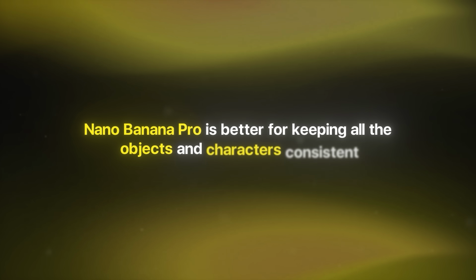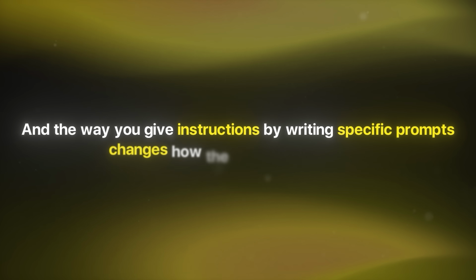This is why, based on the results, I'd say Nano Banana Pro is better for keeping all the objects and characters consistent when you're creating detailed scenes or a series of images. Up next, we'll check out how both AIs handle your prompts and confusing instructions, which can really change the way your images turn out. And the way you give instructions by writing specific prompts changes how the AI image comes out.